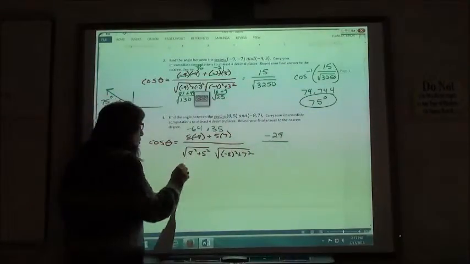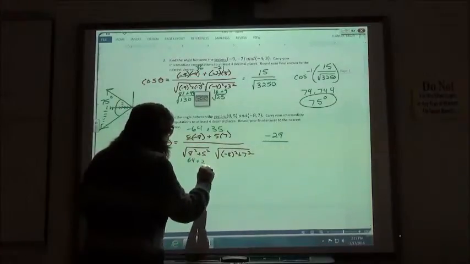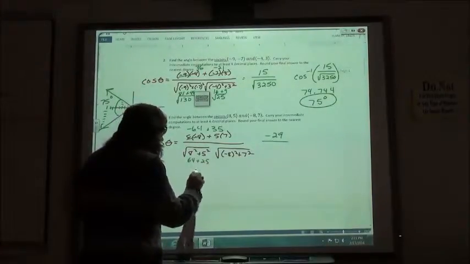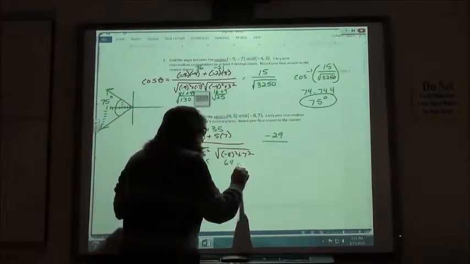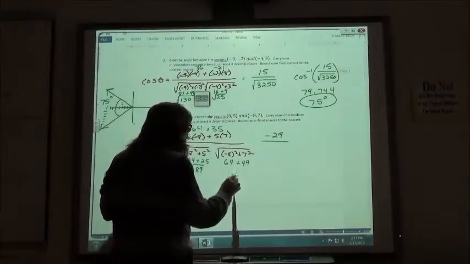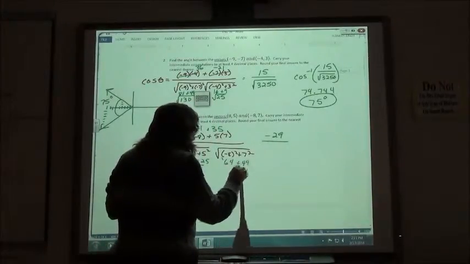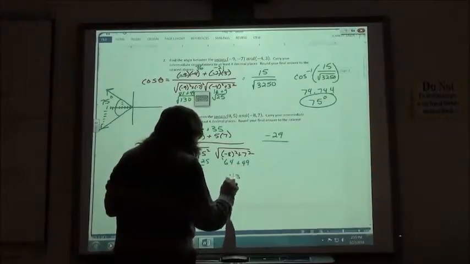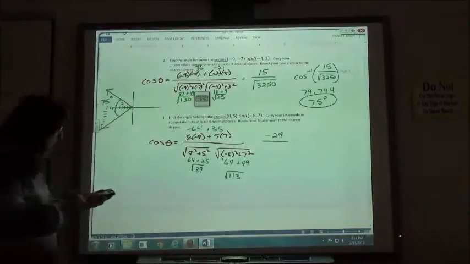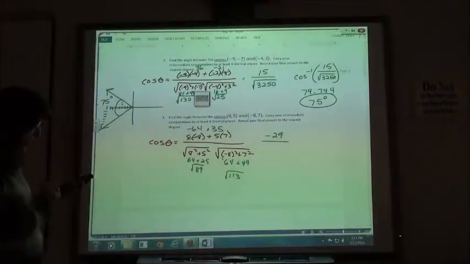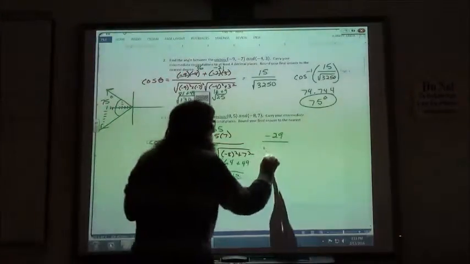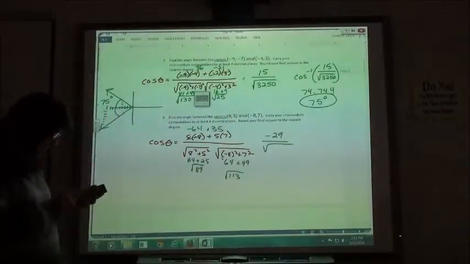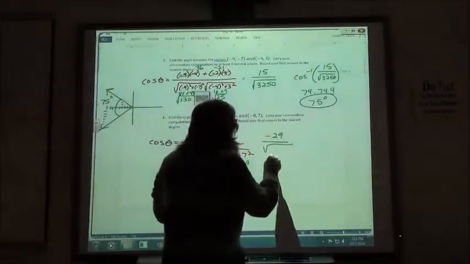On the bottom, 8 squared is 64, 5 squared is 25, so that is going to give me 89, square root of 89. 8 squared is 64, 7 squared is 49, which gives 113. I'm just going to quickly double check, 64 plus 49, 113, yep. So now I'm going to multiply my square roots together. 89 times 113 gives me 10,057.